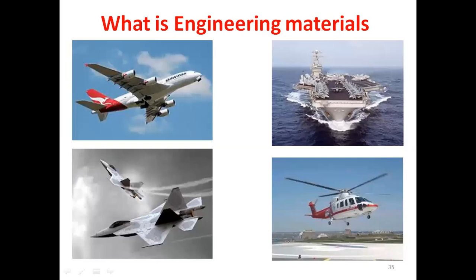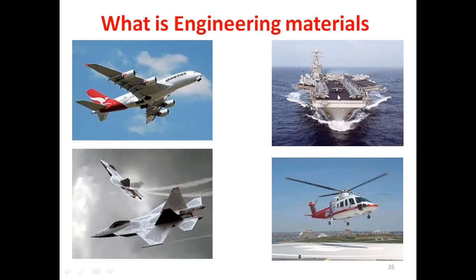Some more examples. The aircraft's bodies are made of aluminium alloy. Although aluminium alloy is expensive, its density is low in comparison to steel or mild steel. So it has light weight. So mostly all aircraft are made of aluminium alloy. The engines, these are the jet engines, the blades of the jet engines, the moving blade or the fixed blade, are made of titanium alloy.